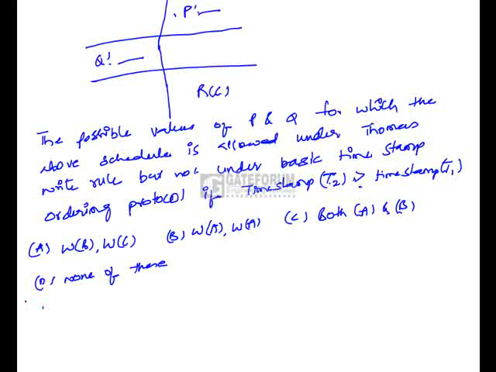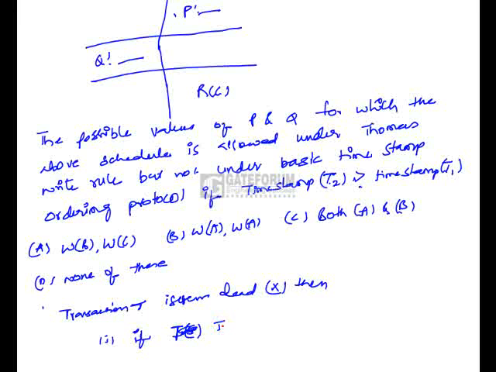In basic timestamp ordering protocol, if a transaction T issues a read operation on X, then its timestamp will be compared with the write timestamp of X. If the timestamp of T is less than the write timestamp of X, then transaction T is rolled back.